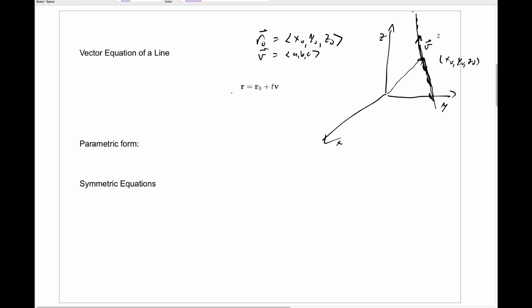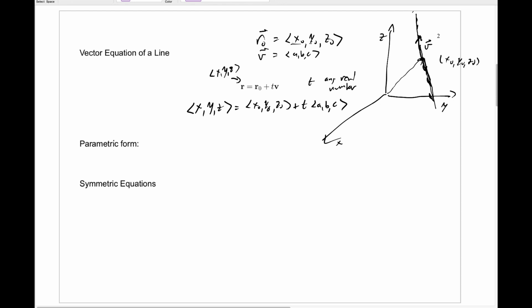And that's why we say our line is specified by r, which will be the vector x, y, z. Think of an arbitrary point on the line with coordinates x, y, z. It can be written as r naught, which is x naught, y naught, z naught, plus some number t times our vector v. Here, t is any real number. And so when I put that all together, I'll write it as x, y, z equals x naught, y naught, z naught, that's r naught, plus t times a, b, c.